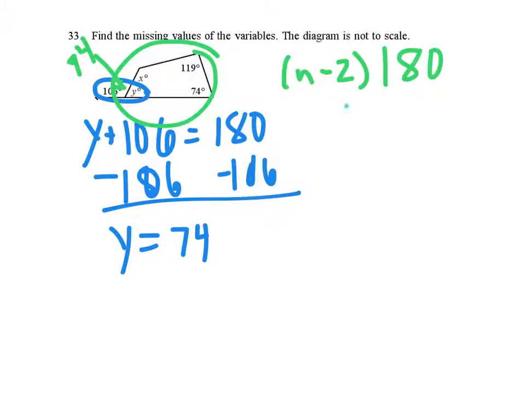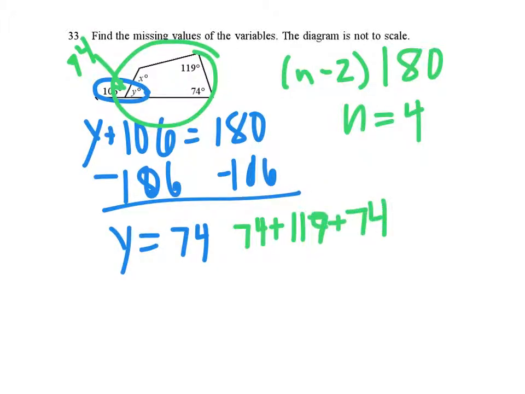But once you plug in, for this one, n is going to equal 4, you're going to go ahead and get 360. So really, I'm going to set up an equation that says 74 plus 119 plus 74 plus x equals 360. We're going to add up all the things on the left side, so you should do what? 74 plus 119 plus 74, and that gives you 267.